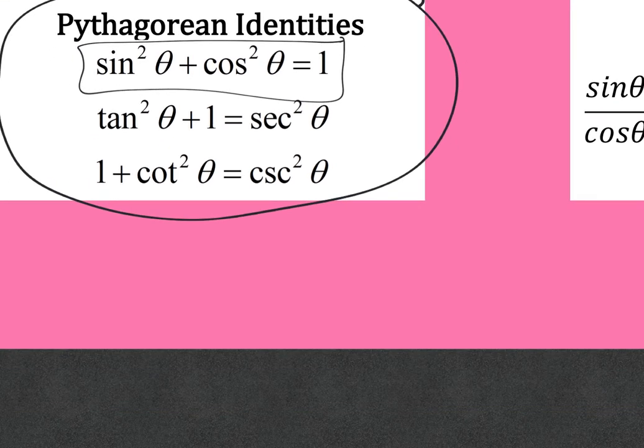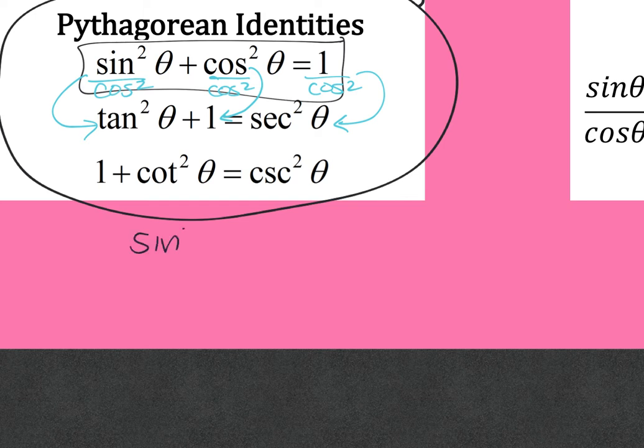If I know sine squared plus cosine squared equals 1, and I divide each of these by cosine squared, sine squared over cosine squared becomes tangent squared. Cosine squared over cosine squared becomes 1, and 1 over cosine squared would be secant squared. So you can get to the second one. If you learn the first one, you can derive the other two.